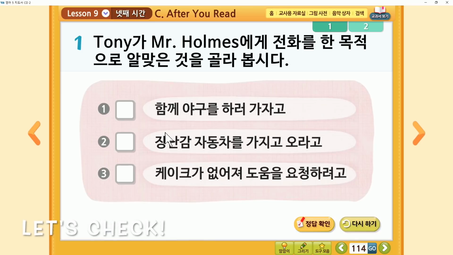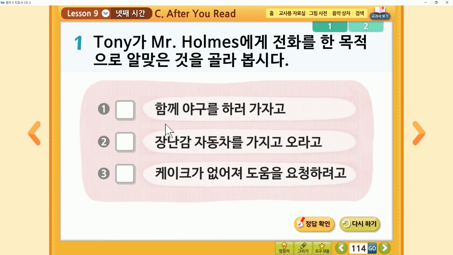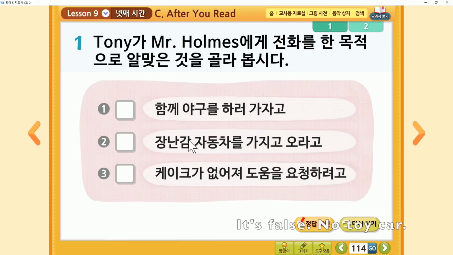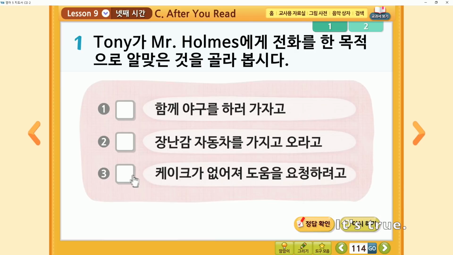Let's check. Number 1. For playing baseball together, is it true or false? It's false, no baseball game. And number 2. To tell him to bring his toy car. Is it true? No, it's false. No toy car. And number 3. To ask him to help find the missing cake. Is it true or false? It's true.